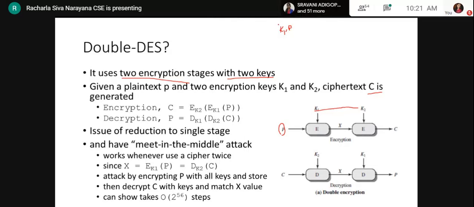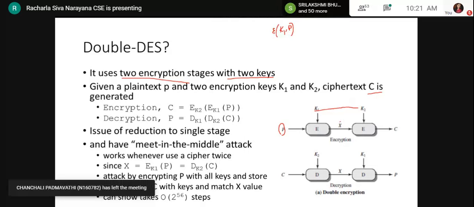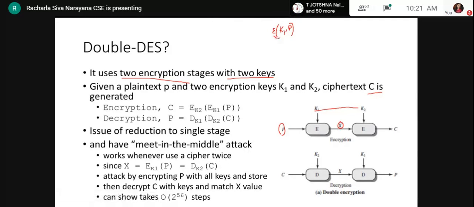We perform encryption, and then we get the result X. Then this X and key 2 are given as input to another encryption, the second time. Then we get the ciphertext C.